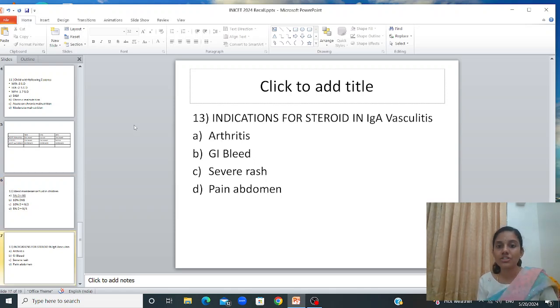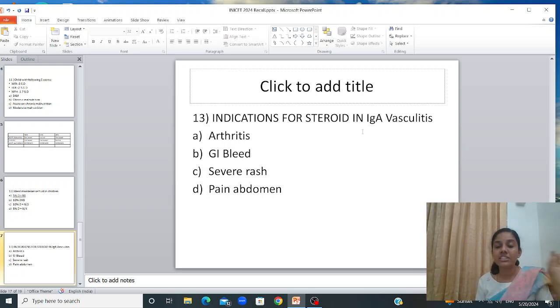Next, indications for steroids in a child with IgA vasculitis. So indication for steroid in a child with IgA vasculitis, that is in HSP, Henoch-Schonlein purpura. I have already taken HSP in detail in our pediatric classes. But indications for steroid, they have given options as arthritis, GI bleed, severe rash, and pain abdomen. Normally, mild HSP will resolve on its own. It is a self-limiting condition.